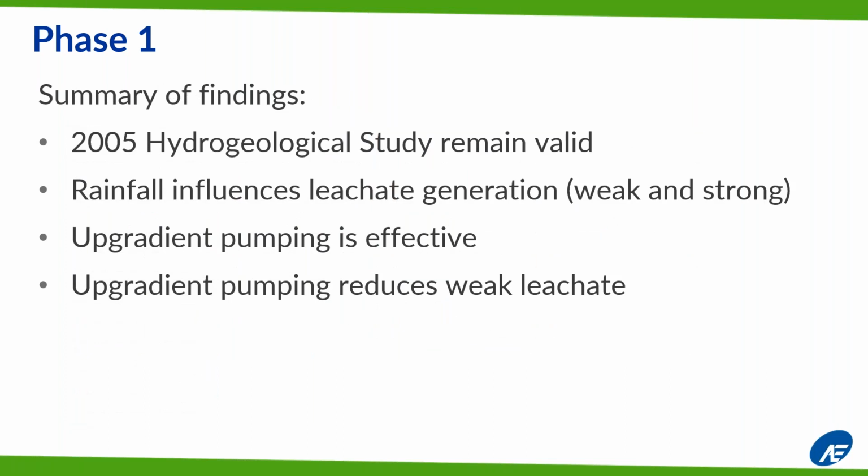Quick summary, we reviewed the 2005 hydrogeological study. The assumptions and conclusions in that study remain valid. We learned that rainfall definitely has a large impact on the leachate generation, to a greater extent on the weak, but also the strong. Upgradient pumping is extremely effective in reducing that, and upgradient pumping also reduces the weak leachate specifically.